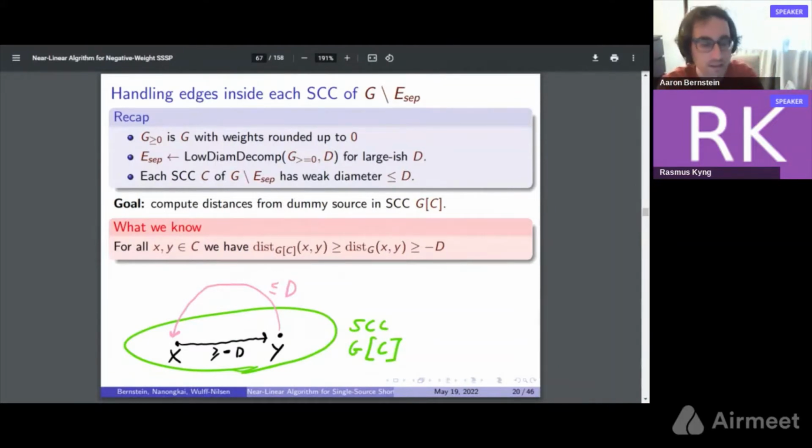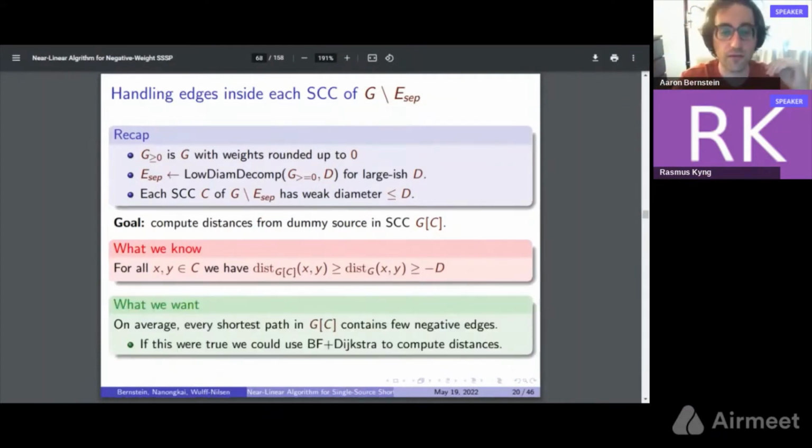So this doesn't exactly get us what we need, but I include it because it at least shows that maybe we're on the right track. That even though we're only applying this low diameter decomposition to the positive graph, to the graph rounded up, nonetheless, it is actually able to give us useful information about the negative distances as well.